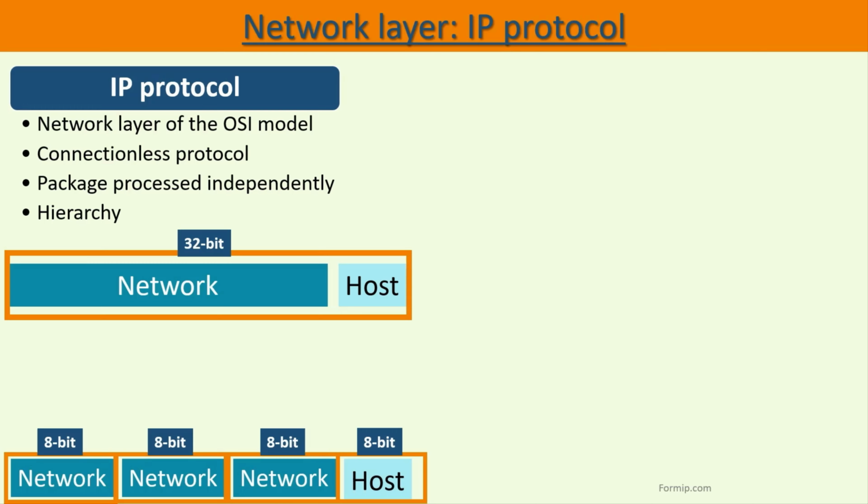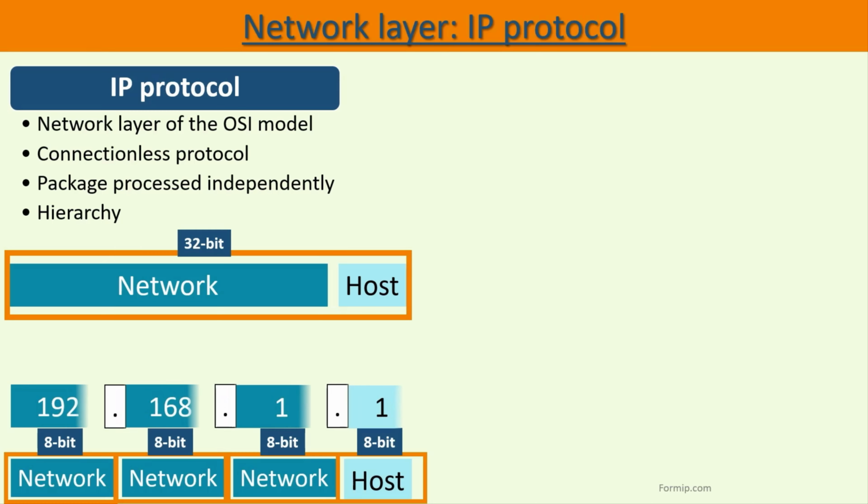Take, for example, an IP address that's frequently found on local networks, 192.168.1.1. For this IP address, the first 3 bytes are the network address, and the last byte is the host part. One might ask, what determines the network part and the host part? Well, that's where the subnetwork mask comes in.